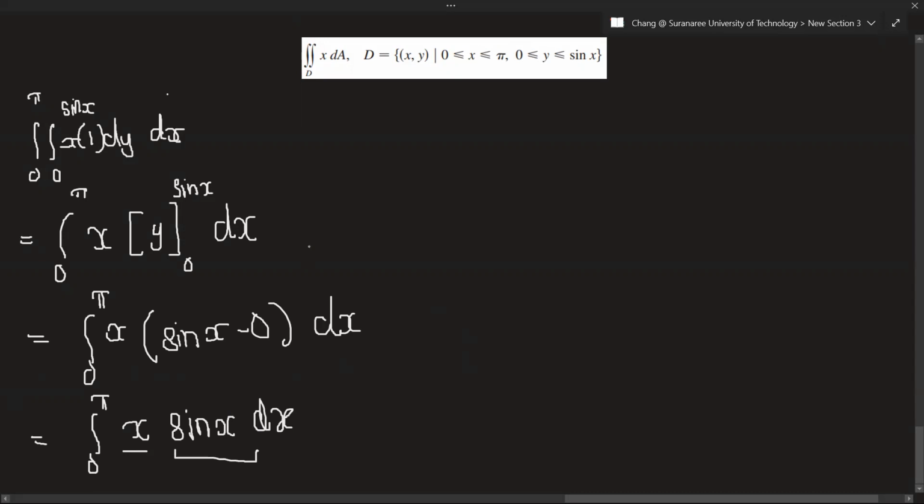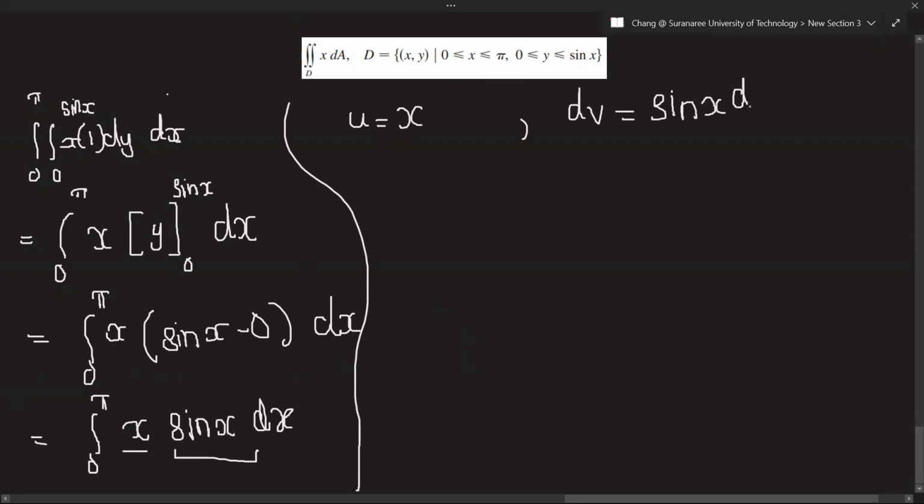So 2 x variable. So we can simply use integration by parts. So put u as the variable which can be differentiated easily. So x and sine x, we will get u as x and dv as sine x dx. So when we differentiate x, we will get 1 dx. And when we integrate sine x, we will get minus cos x.